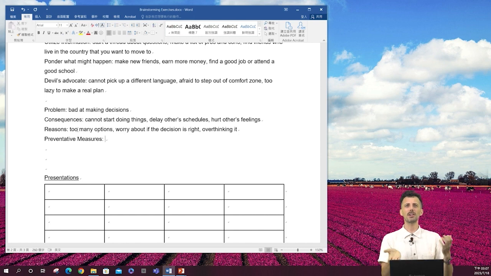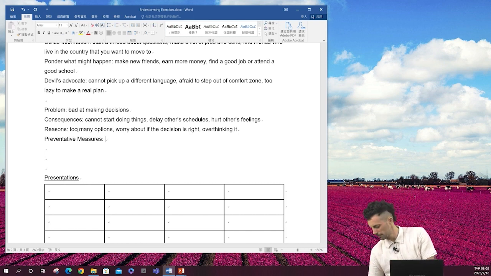So let's focus on each one of the reasons and then think of what preventative options can prevent you. So if you have too many options, okay, what is something that you can do, what's a preventative measure that can prevent you from thinking about too many options?